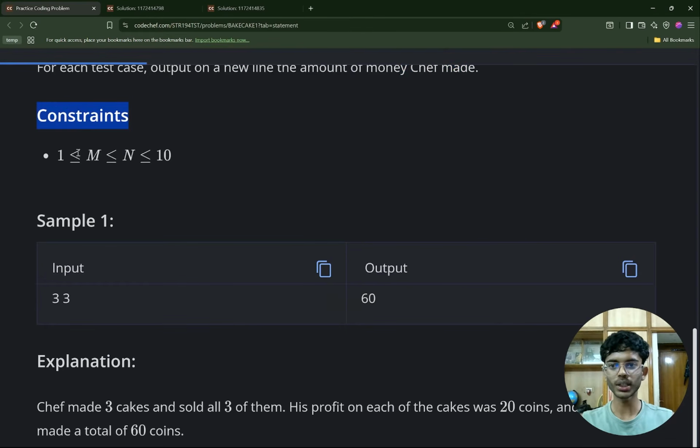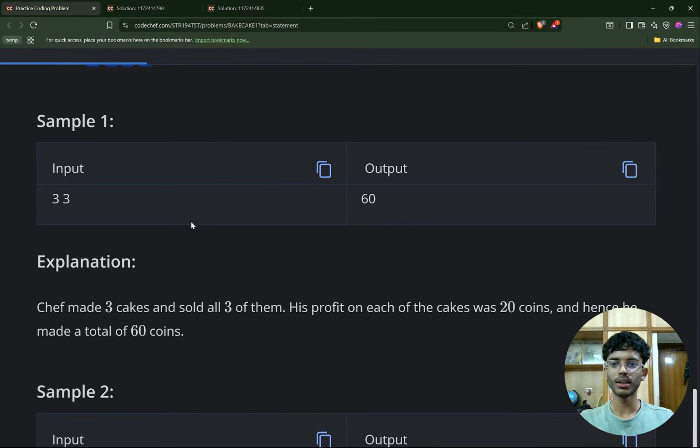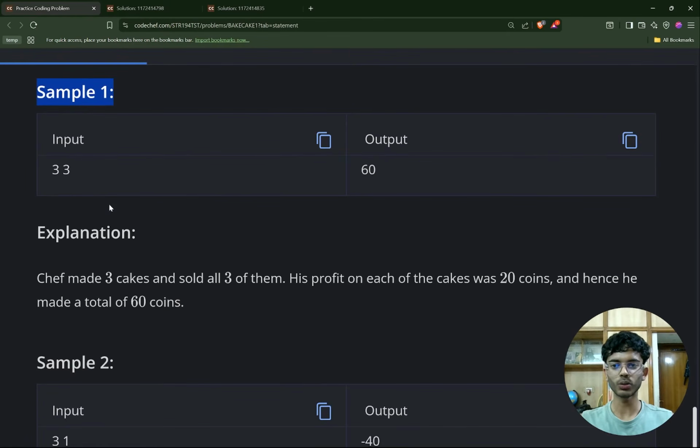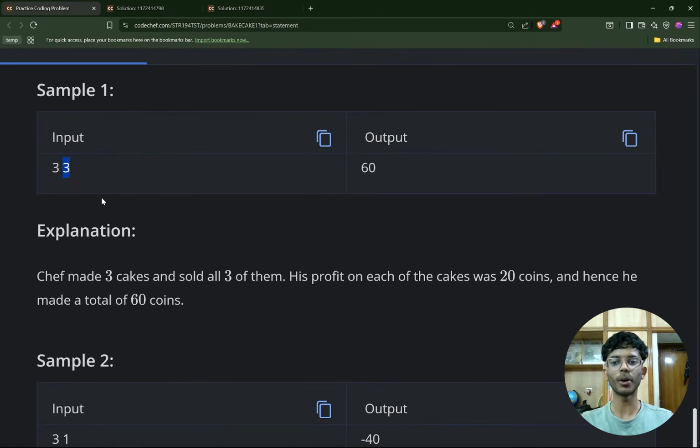In the constraints, we are given that M will always be less than or equal to N, and both of them will lie between 1 and 10. Now let's see sample input 1. We are given that Chef made 3 cakes and was able to sell all 3 of them. So the amount of money he made is equal to 50 times 3 minus 30 times 3, which is 150 minus 90, which is 60, and that is the answer.